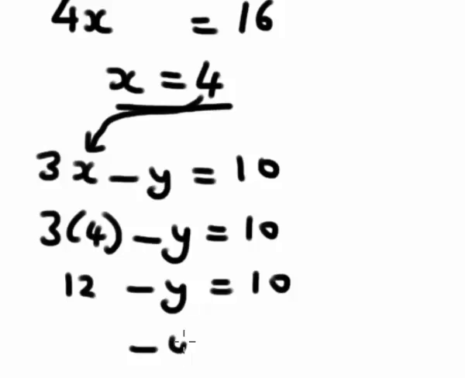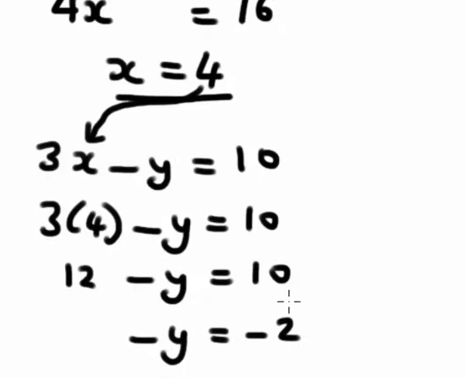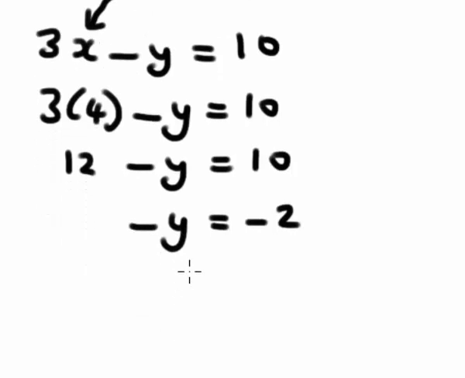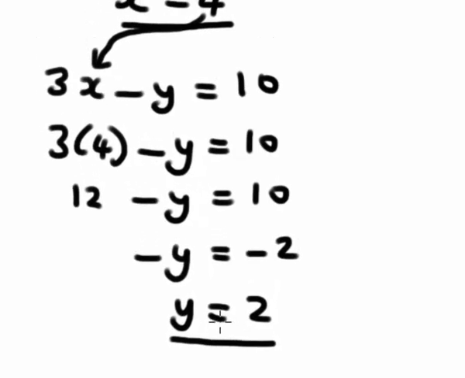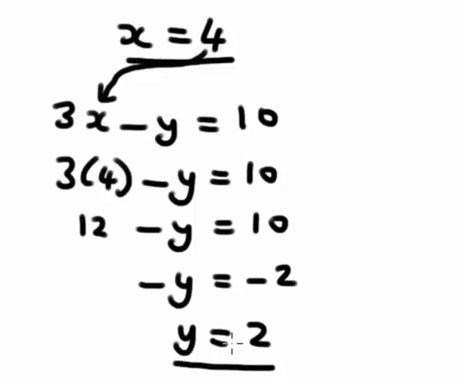And then negative y is equal to 10 minus 12, which is negative 2. And of course then your y value would be 2. So your x is 4 and your y is 2. That is one way of doing it. Now let me show you another way that you could approach it.